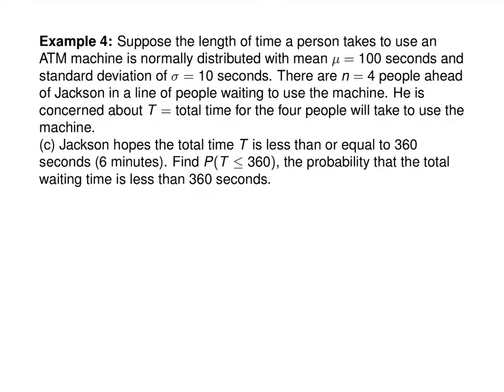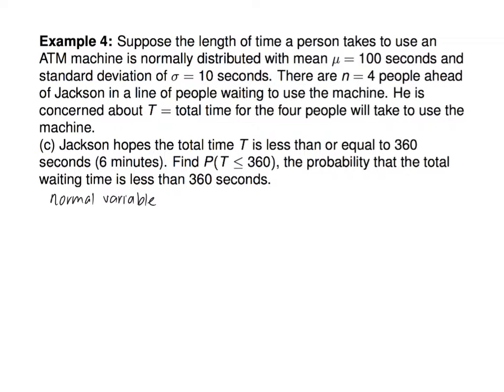So Jackson hopes that his total time is less than or equal to 360 seconds, which is 6 minutes. Find the probability that this total time is less than or equal to 360. What you can use here is a new normal variable, and you just found its mean and standard deviation in parts A and B.